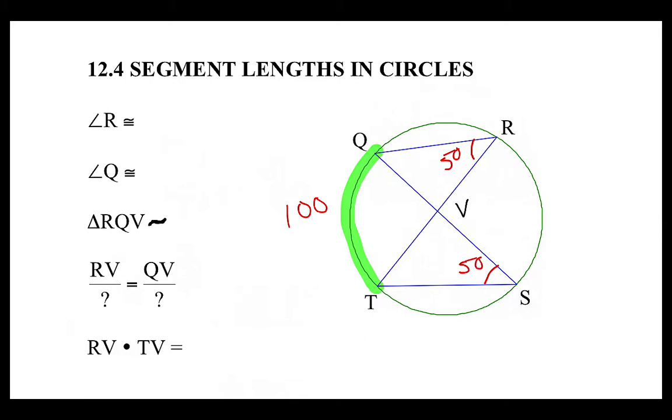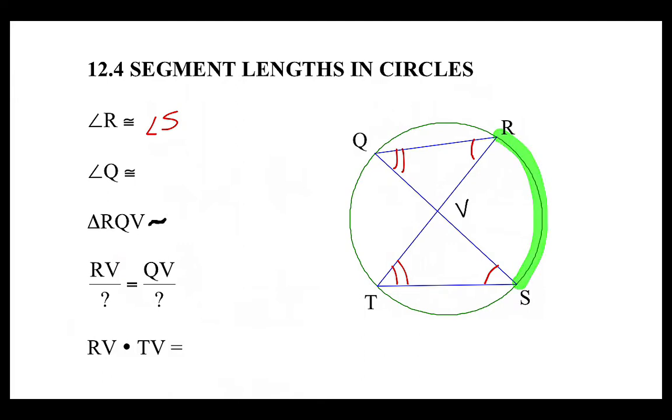So we don't know the measure of arc QT, but if it was 80 degrees, R and S would be 40 and 40. If QT was 10 degrees, R and S would be 5 and 5. So we don't know what the measurements are, but we do know that they are the same. So we're just going to say that angle R has to be congruent to angle S. And then likewise, if you look at the picture, angle Q and angle T are both cutting off the same arc RS. So that means that angle Q and angle T have to be the same.